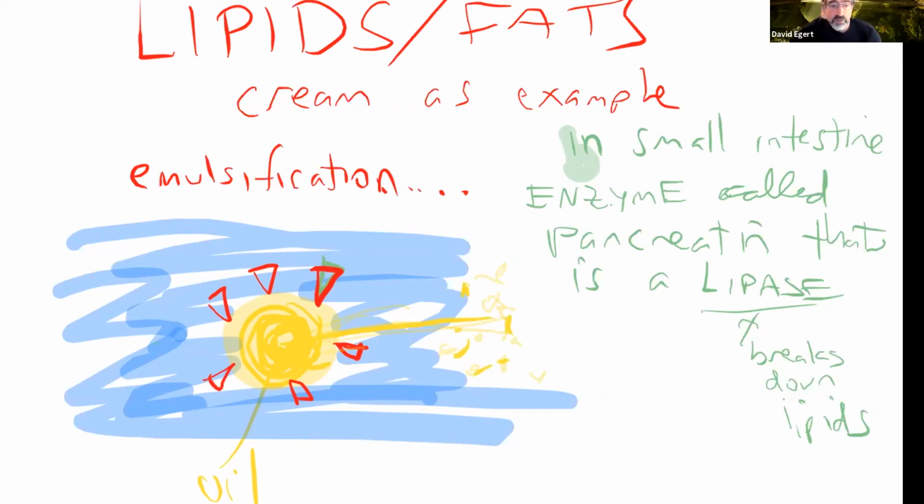You shake up oil and water and it separates again. So what we want is some way to shake this up into little droplets, but not have the drops all come back together. And that's going to be emulsification. And it's going to be done with an emulsifier, in this case, bile salts.